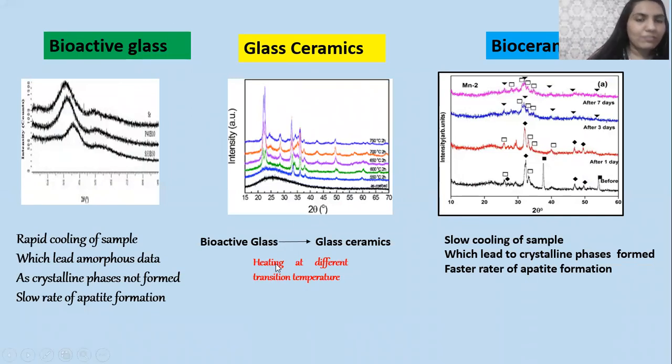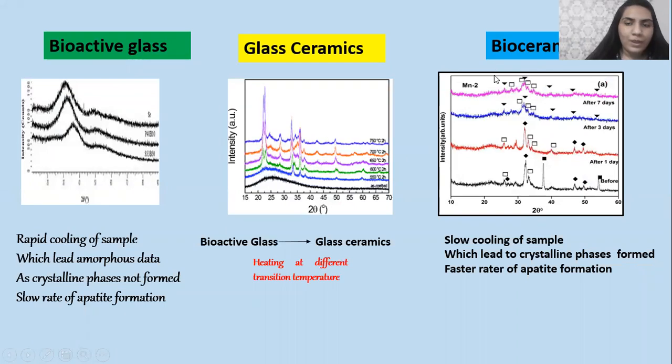When this bioactive glass is sintered at different transition temperatures, we get crystalline peaks at the different temperatures. At room temperature, this is a rough glass, that is bioactive glass, there are no peaks. After sintering at different temperatures, that is 550, 600, 667, we got the high intensity peaks.